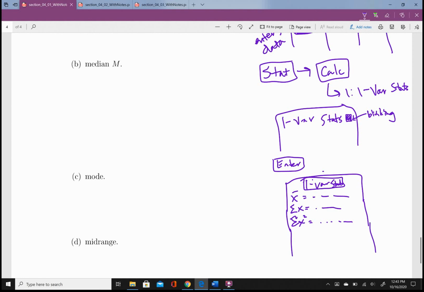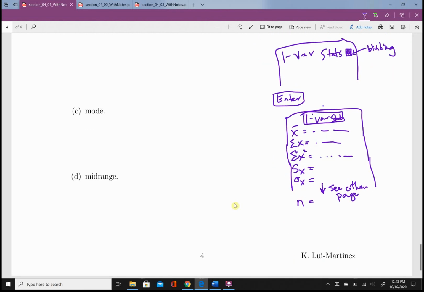What else? There's S sub x, which is actually the standard deviation. That's something we're going to talk about in the next section for spread. And then there's sigma x, which is the population standard deviation. We'll talk about that as well. And then you can push the down arrow in order to see the other page. And then you'll get n equals some number. That's going to be your population size.